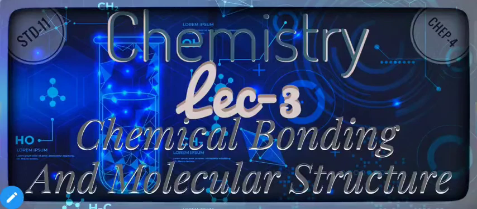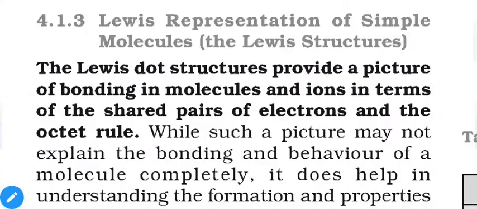Hello students, welcome to the third lecture of chemical bonding and molecular structure. In the previous lecture we discussed octet rules and covalent bonding, and now let's proceed further. So our next point is Lewis representation of simple molecules.